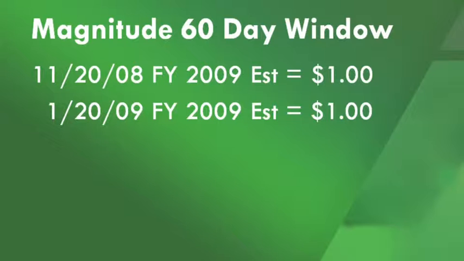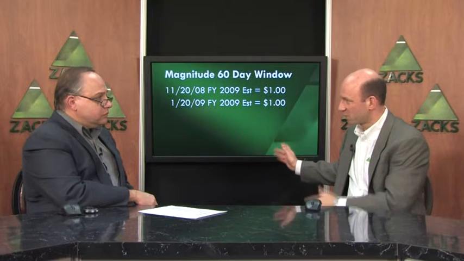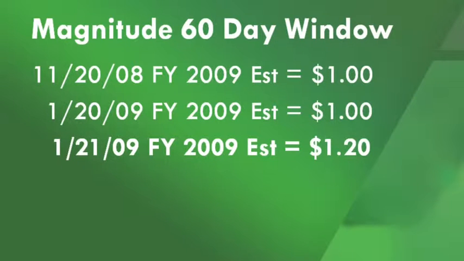In the 60-day window of time, looking forward 60 days, on January 20th, we see that it's still $1. So what we would say is in that 60-day window, there's no change in the estimate. That's pretty neutral. It's most likely going to be a Zacks rank of 3. Now we're going to roll forward the clock just one day.